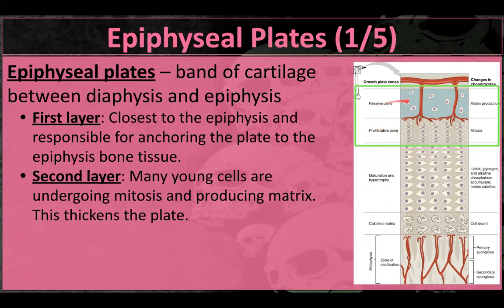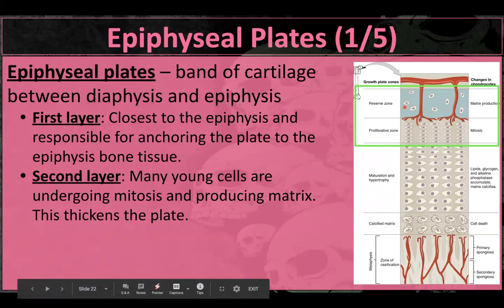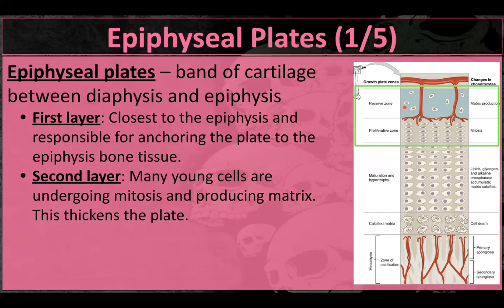So we're going to look at the first 2 here. So going from where the epiphysis is here down towards the diaphysis, this is the first layer right here, where basically this tissue is just helping to anchor the cartilage to the epiphysis up there. The second layer, this is where all the action is happening. So these cells are reproducing, undergoing mitosis, and producing the cartilage matrix. And by producing more cells and producing the cartilage matrix, that's helping to thicken our plate here. And what that is also doing is pushing down the older cells down here into our 3rd layer.